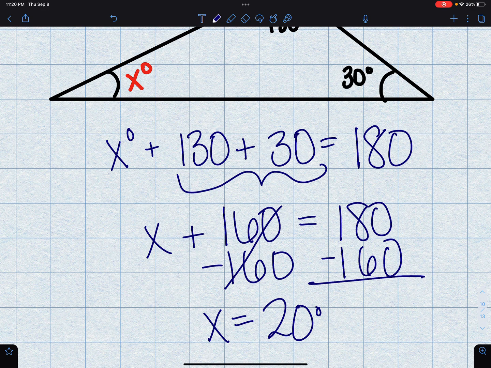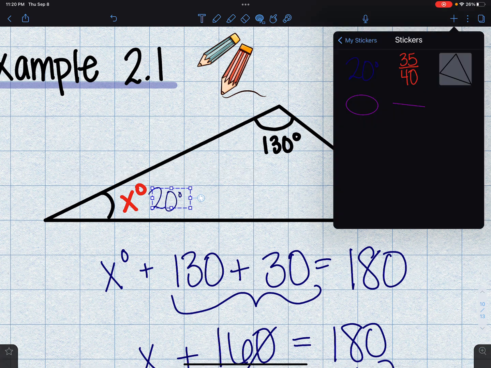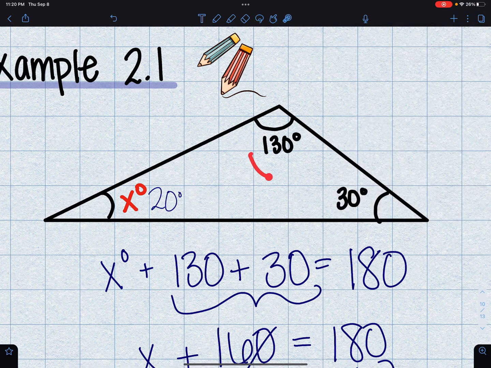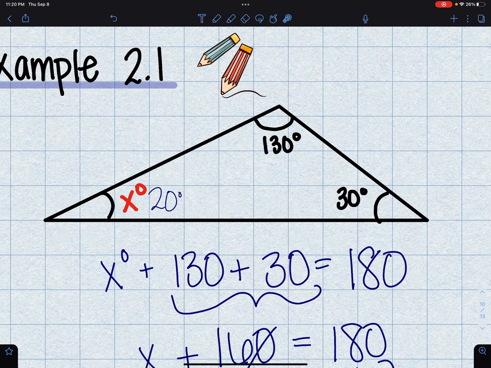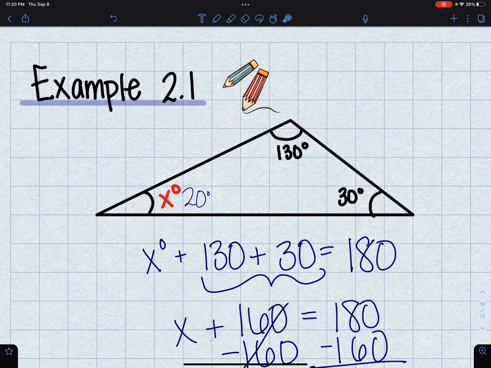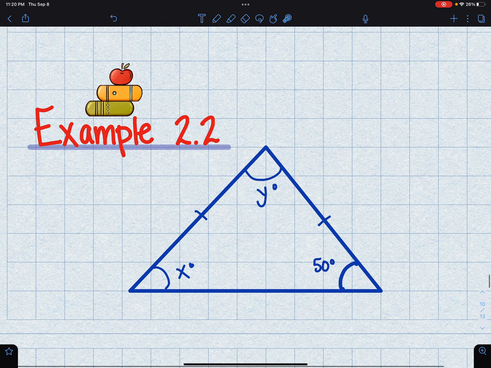Now, I'm going to always check my answer. I'm going to put this back in here and see if that makes sense. And I think it does, because if we have 130 plus 30 plus 20, that makes 180. All right. Oh, we solved a mystery there. Oh my gosh, we are so smart. Let's do another example just to prove how smart we are.